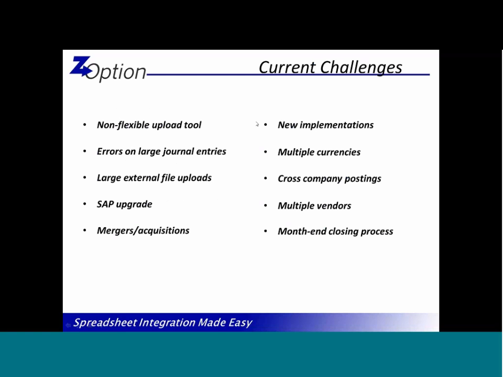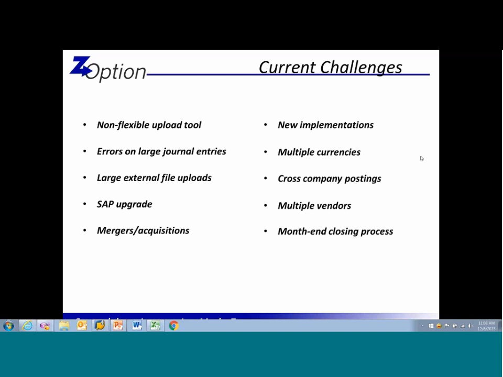So some of the current challenges that we find with our customers or our prospects is that they may have an upload tool, but it's very inflexible or maybe even non-existent. Maybe they do not have one. As we all know with SAP, those large journal entries, when they do produce errors, sometimes they come back and give you one error at a time, and you think you fixed it, and then you try it again and it's not quite fixed.